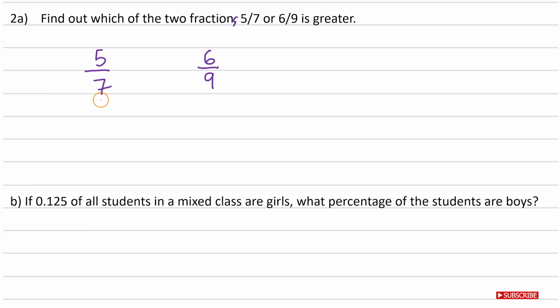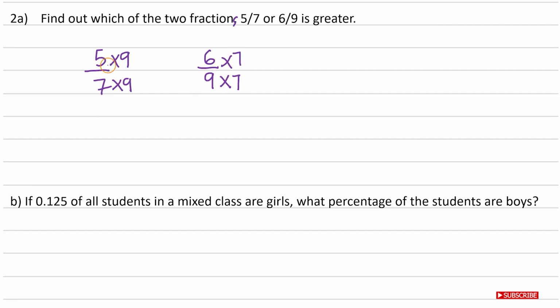So the lowest common multiple between 7 and 9 is 63. That means I need to multiply this number by 9. I need to balance this number on top, the whole fraction. So I need to multiply that number by 9 too. On this side, I need to multiply by 7, and I need to balance it by doing 7.